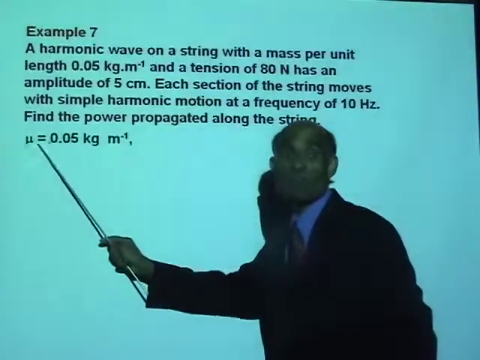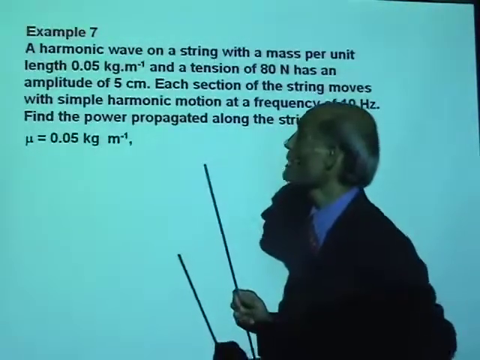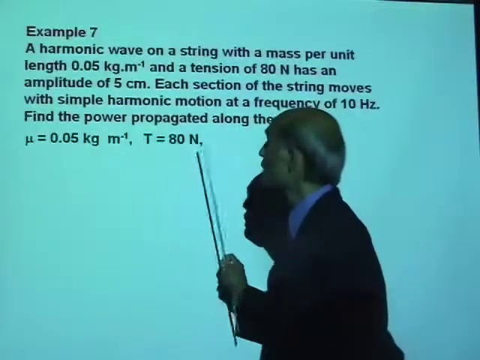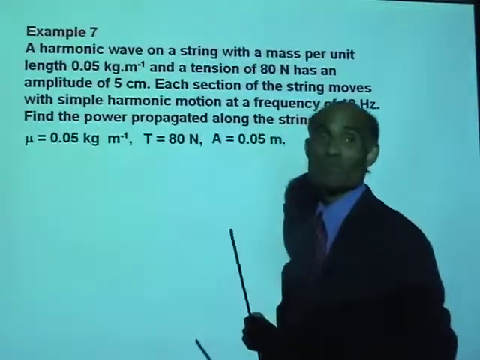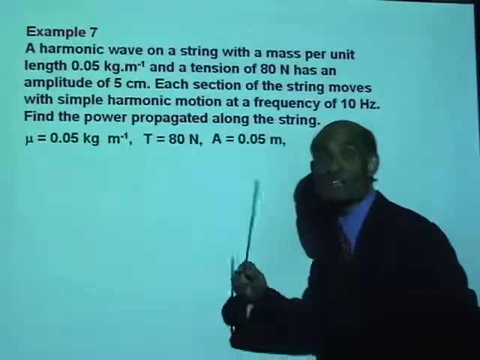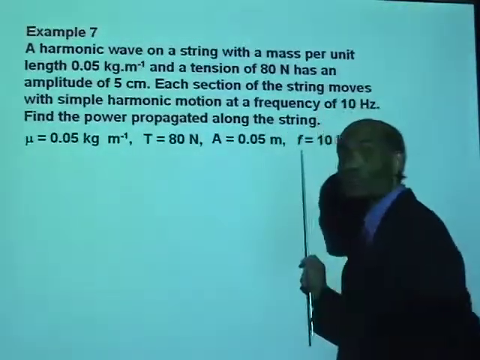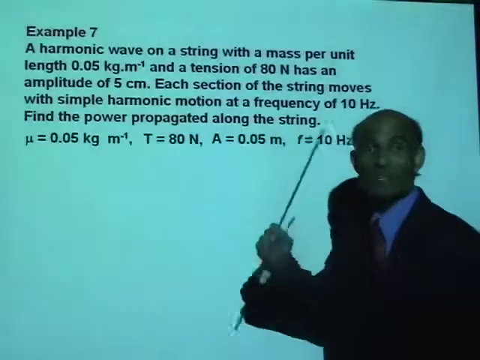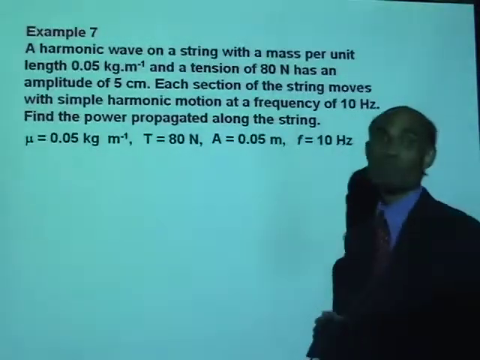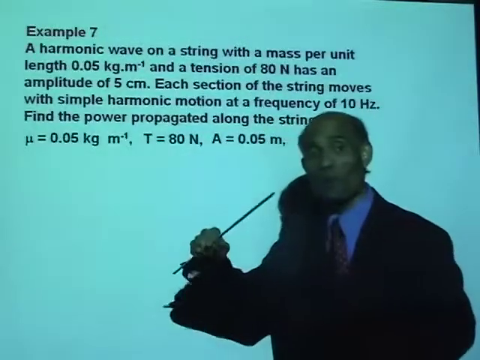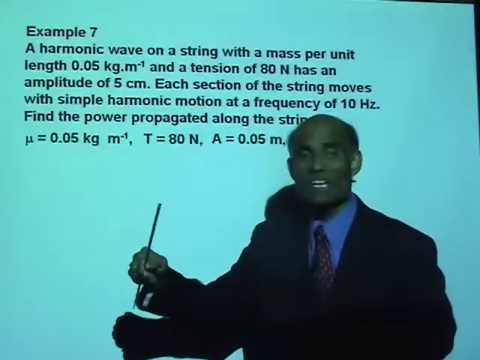We have the mass per unit length as 0.05 kilogram per meter. The tension is 80 Newton. Amplitude of vibration is 0.05 meter. And the frequency of each segment is 10 Hertz. Well, if you now look at these, can we obtain everything that we need?